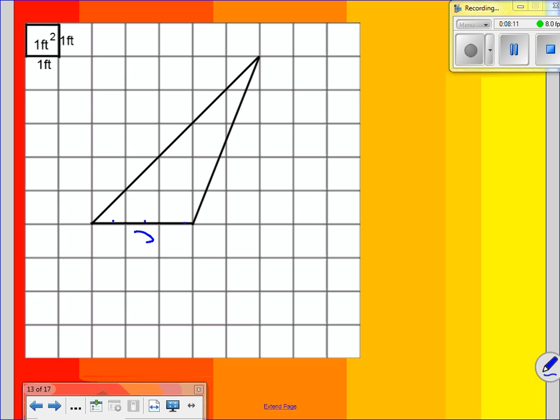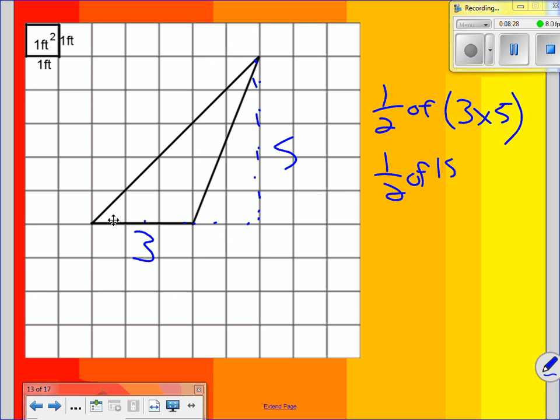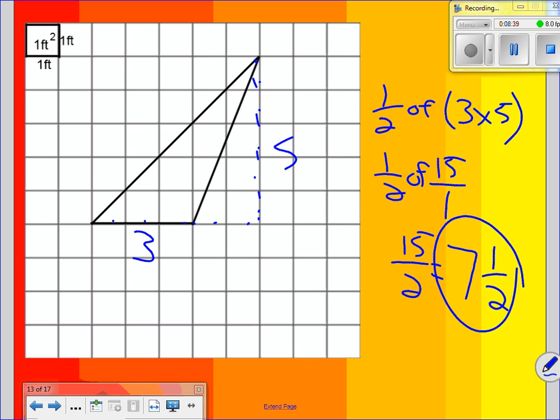1, 2, 3. What is my height? 1, 2, 3, 4, 5. Half of my base times my height. 3 times 5. Half of 15 over 1. 15 over 2. How many 2's go into 15? 7. What's left over? 1 over 2. 7.5 is my answer.